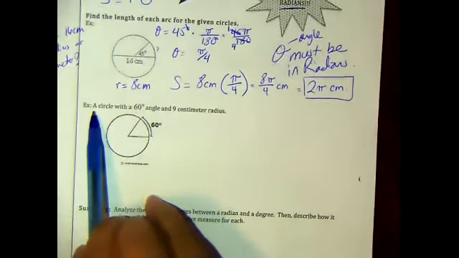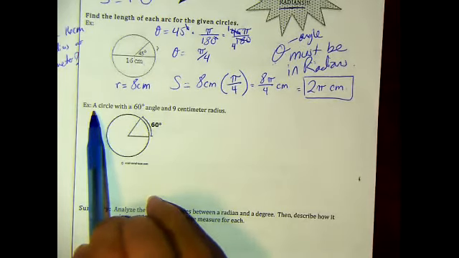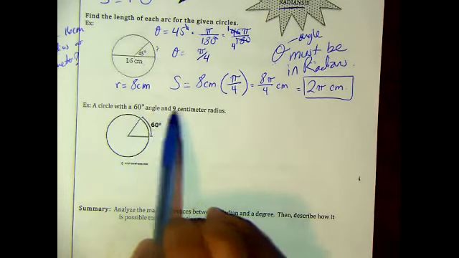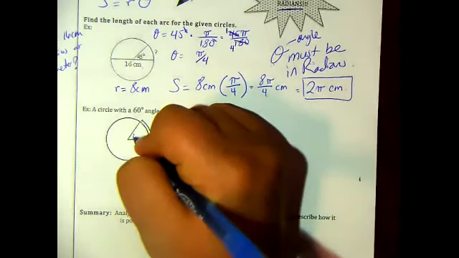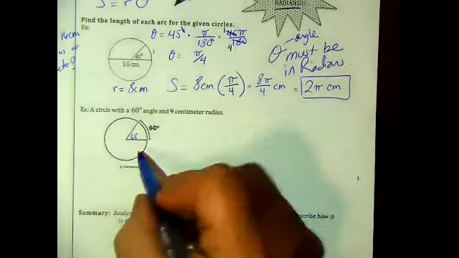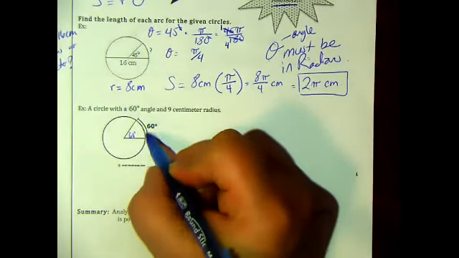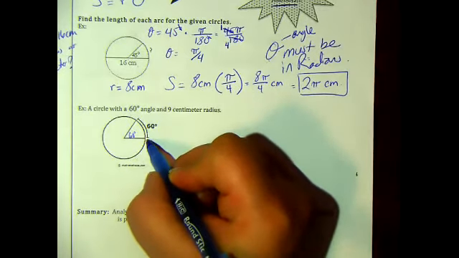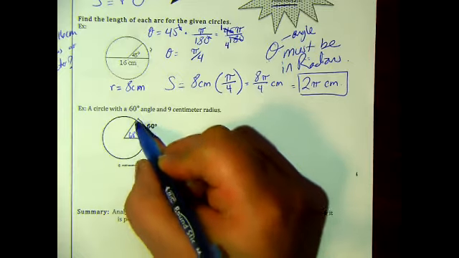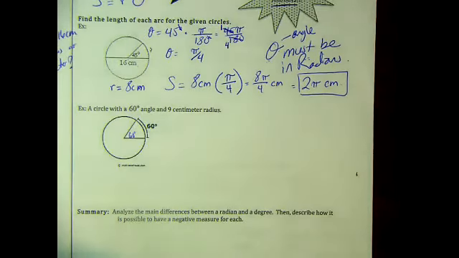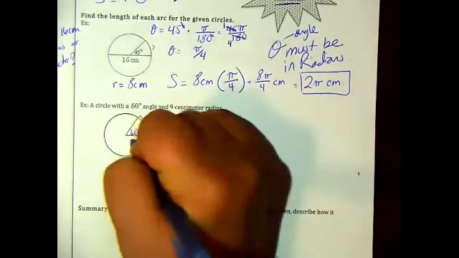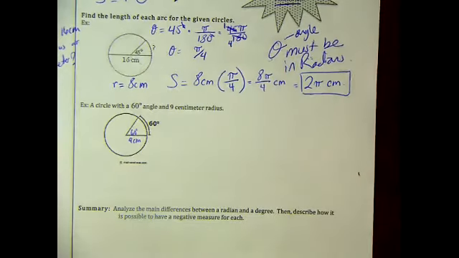Second example. Okay, I'm going to go much faster, I promise. A circle with a 60 degree angle and a 9 centimeter radius. So our angle here, 60 degrees, that's not our arc length. That's our angle. They're essentially giving us the angle measurement. Arc length is usually distance, it's length. And then our radius is 9 centimeters. They gave us that too.